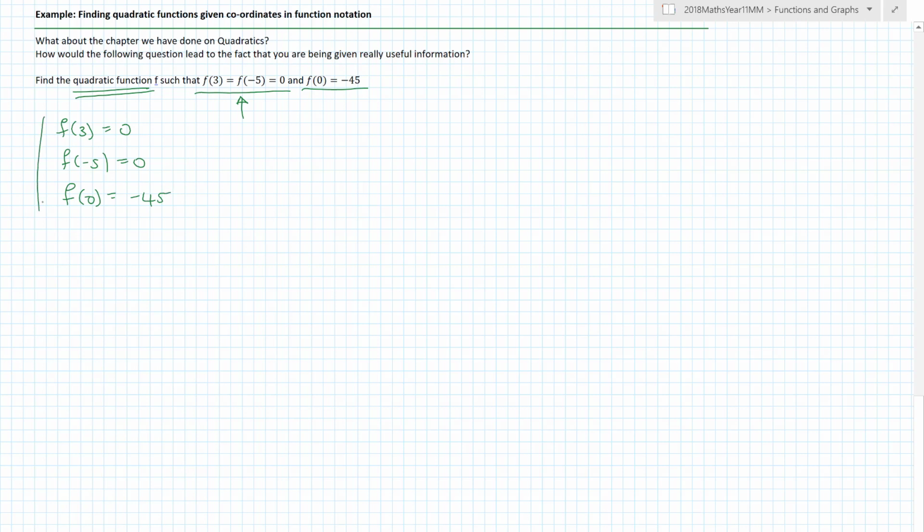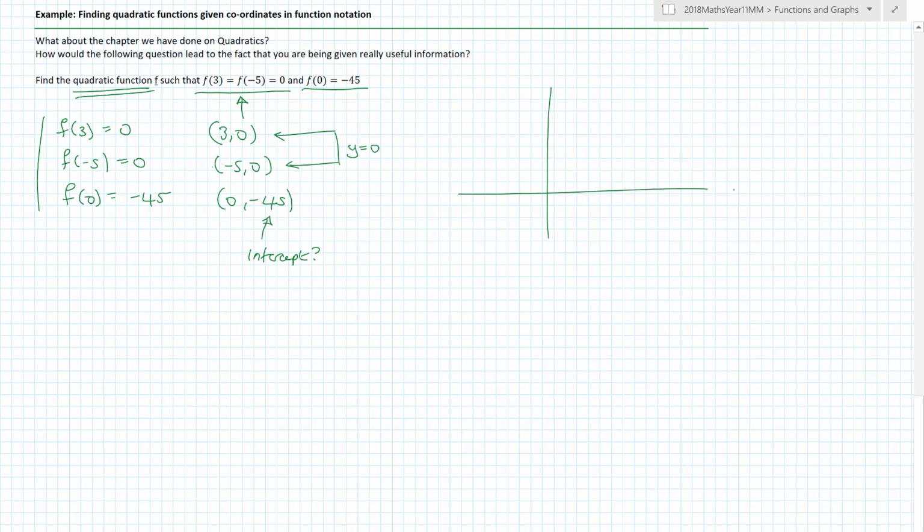Right, well, these are basically coordinates, so I'm going to say I've got 3, 0, I've got minus 5, 0, and I've got 0, minus 45. Well, anything that's got a 0 in front of it, that must be an intercept. Is that going to help me? Oh, hold on a moment. Intercepts. These two here, because they have a y value which is equal to 0, they are x-intercepts.